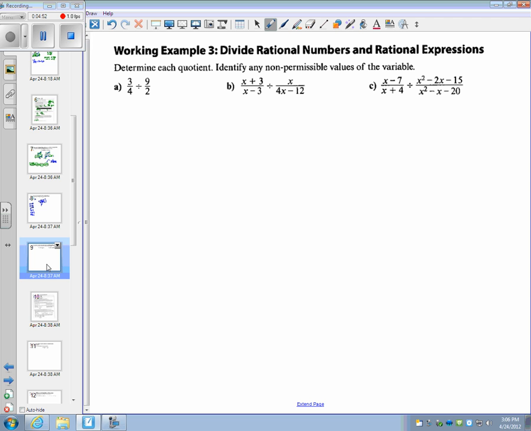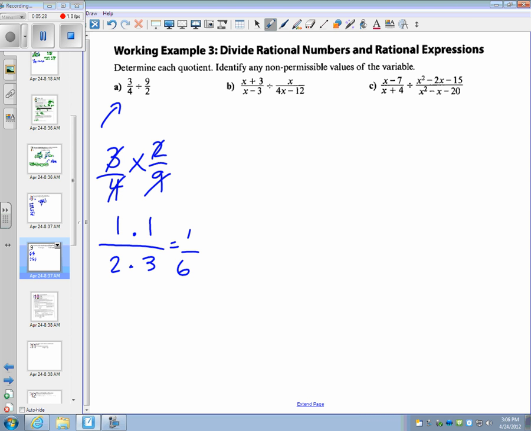Okay, determine each quotient. Identify any non-permissible values in the variable. Okay, let's just start simple. 3/4 divided by 9/2. So we go 3/4, we kiss, and we flip. Okay, so we could get 6/36, or we could cancel right here. We could say 3/9 is the same as 1/3, and we could say 2/4 is 1/2. So it's like we have a 1 times 1 over 2 times 3, so that's 1/6. Okay, there's no non-permissible values here because those are all real numbers.